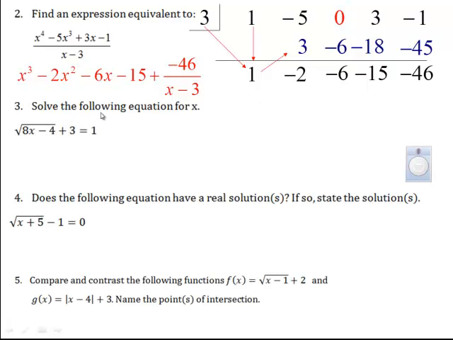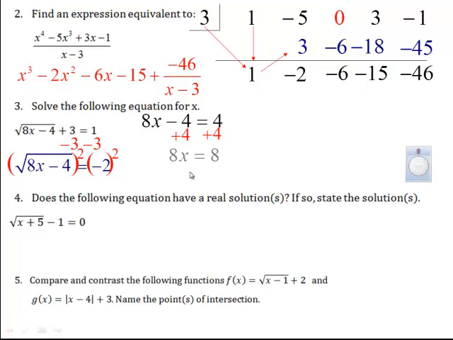Next it says solve the following equation for x. So we know how to do this. We're just going to get x by itself first by subtracting 3 from both sides. And then to undo a radical, we have to square both sides. And so I'm going to move this over here. So we have 4, and then the radical is gone, and we have 8x minus 4. Add 4 to both sides. That gives us 8. Divide both sides by 8, and we get x equals 1.